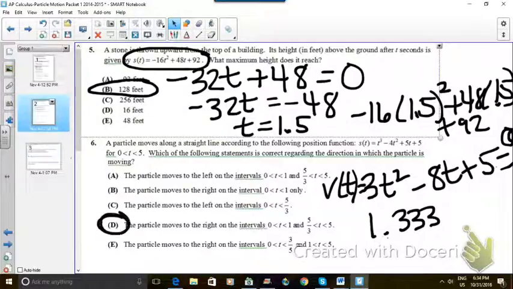correct answer of D. Between 0 and 1, the particle is moving to the right, and between 1.333, which is 5/3, and 5, the particle is also moving to the right. So that would be the correct answer. Remember, where the velocity is positive, the particle is moving to the right. Where velocity is negative, the particle is moving to the left.